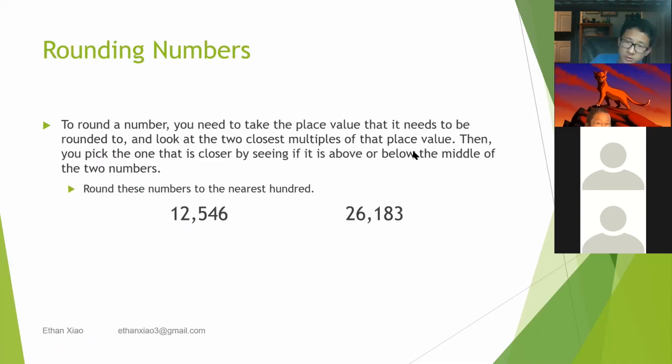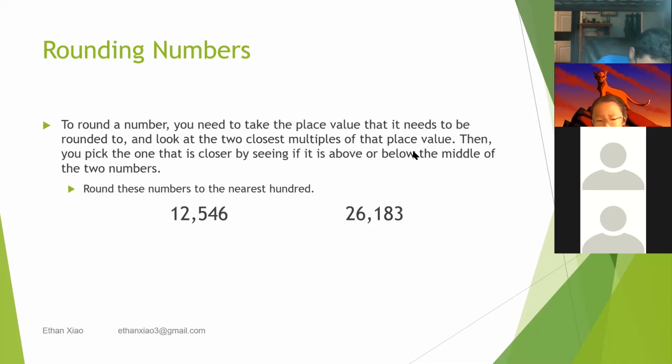So now we have rounding numbers. To round a number, we need to take the place value that it needs to be rounded to, and we look at the two closest multiples of that place value. Then you pick the one that's closer by looking if it's above or below the middle of those two numbers.